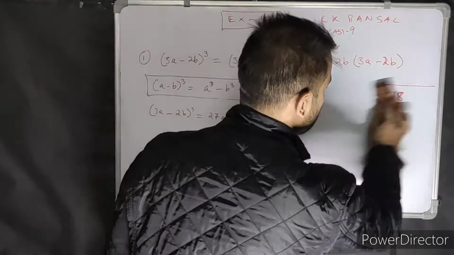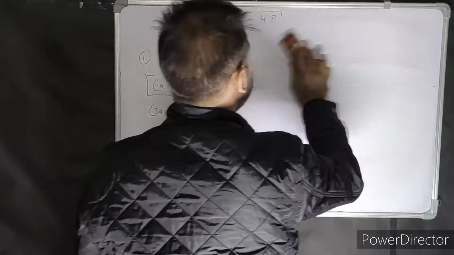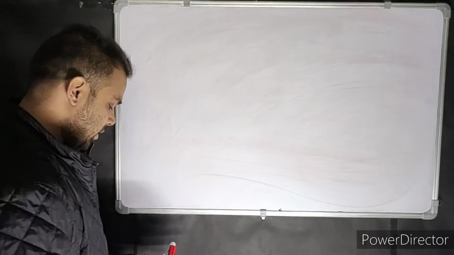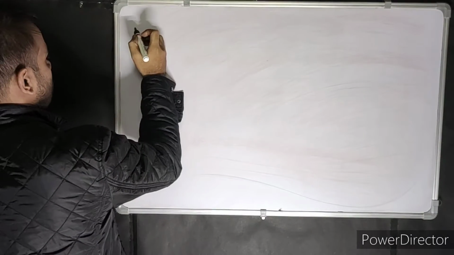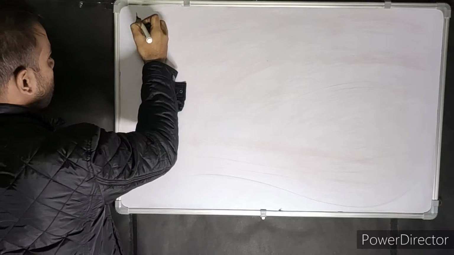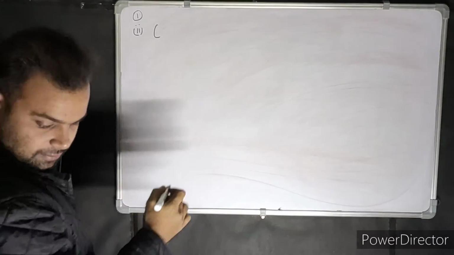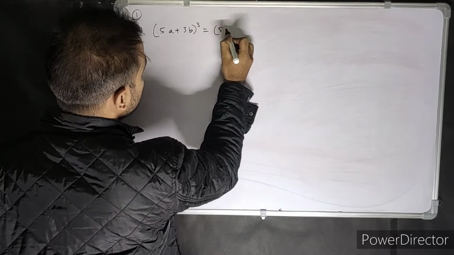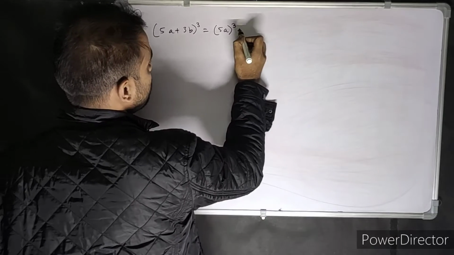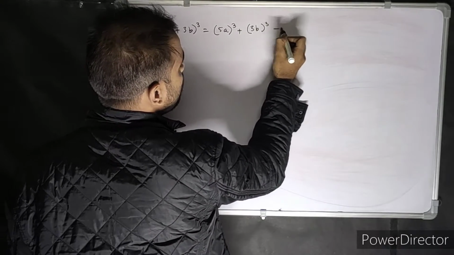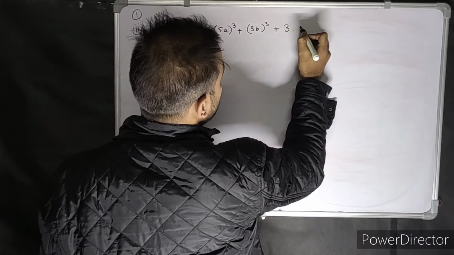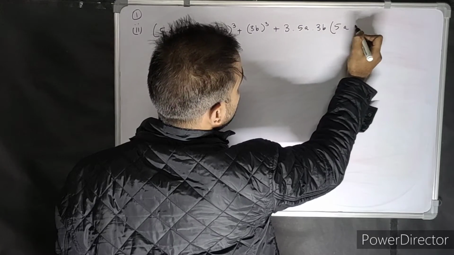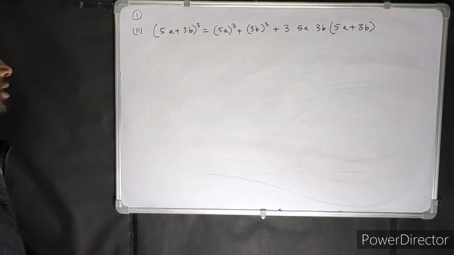Actually the next question is just with a plus and then cube it. So for the plus, it will be the same formula and everything will be a plus. So part 2 of question number 1, that is 5a plus 3b whole cube, that is 5a cube plus 3b whole cube, plus 3 into 5a into 3b and 5a plus 3b. Okay, everything is a plus.